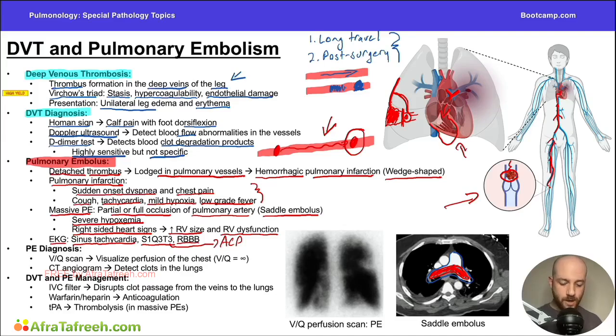Okay, so now let's talk about pulmonary embolism diagnosis. So one of the first tests we can perform is a ventilation perfusion scan. In this case, we would be injecting radiotracer dye into the patient so that we can visualize the perfusion of the chest. And in the area that's infarcted, the perfusion or the Q should be 0, and so the VQ ratio should be infinity, which indicates dead space.